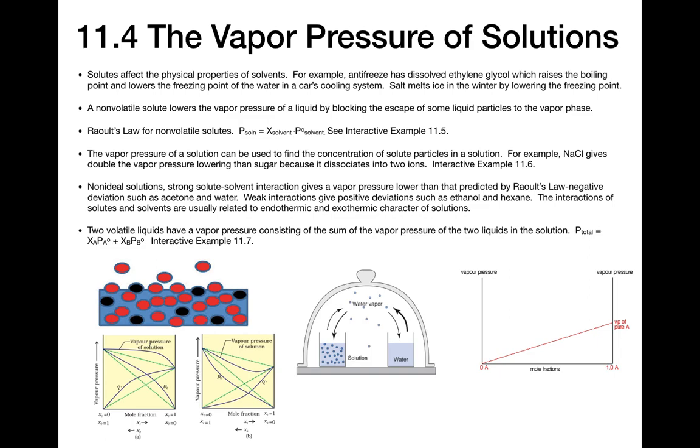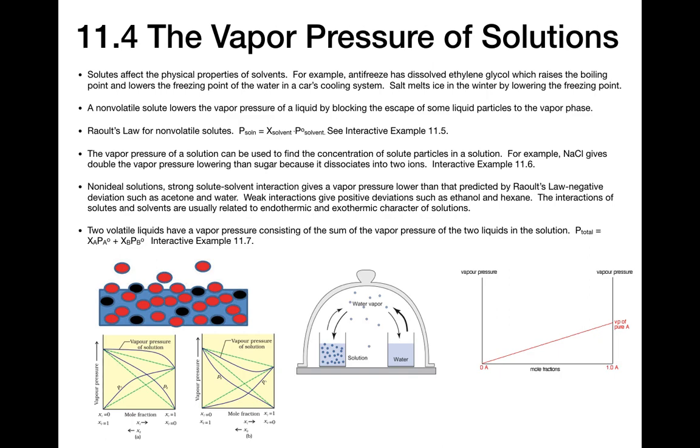We've seen that solutes can affect the physical properties of solvents. For example, antifreeze is dissolved ethylene glycol in water, and it raises the boiling point and lowers the freezing point of water in a car's cooling system. Salt added to water lowers the freezing point, and as a result, putting salt on the road in the wintertime can melt the ice by lowering the freezing point, not by generating heat. By lowering the freezing point, you melt the ice. You bring the freezing point below the air temperature, and that allows it to melt the ice.